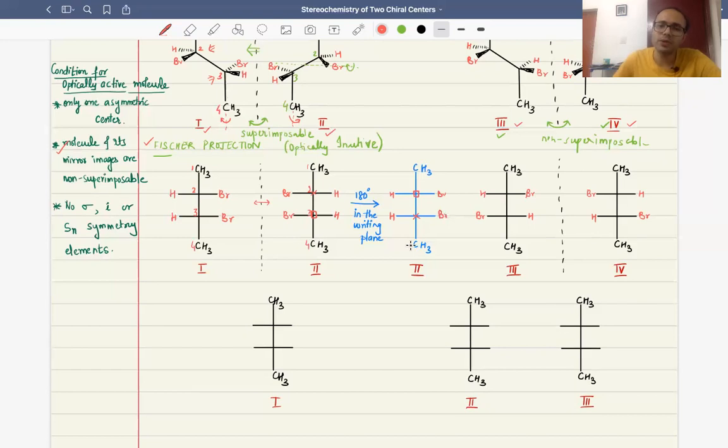Okay, so what do you see in this structure? That stereoisomer 2 is exactly the same as stereoisomer 1. So that means these two structures are actually the same molecule. It's only that we have written it in a different fashion, that's all. These two molecules are superimposable on each other, which we can easily understand from the Fisher projection. 1 and 2 are superimposable because when we do the allowed operation of 180 degrees in the plane, it does not change the configuration of the molecule.